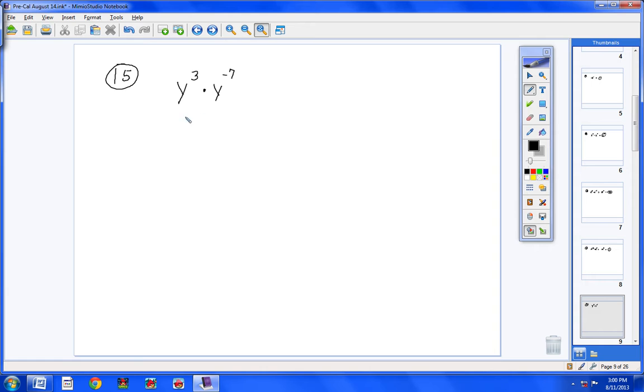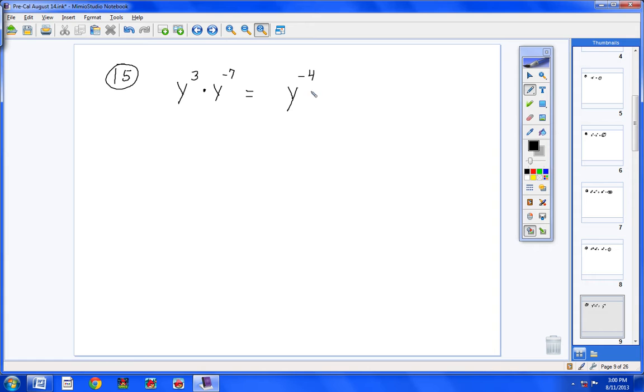Okay, let's continue on to number 15. Now be careful on this one, okay? Whenever you're asked to simplify problems like we're asked to do here, you never want negative exponents in your final answer. So let's see what happens here. First of all, we have a base of y and a base of y. So we're multiplying like bases. So we write the base once and we add the exponents. So we have y to the negative 4 because negative 3 plus 7 is negative 4.